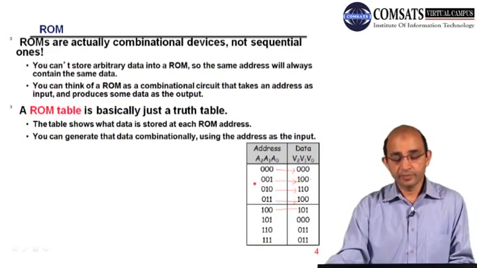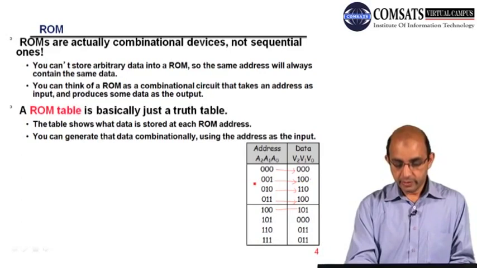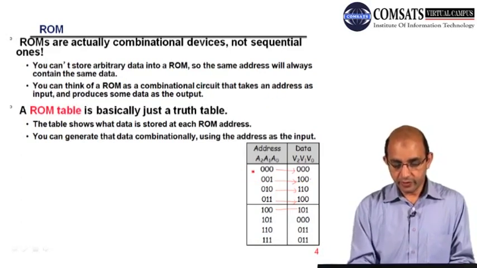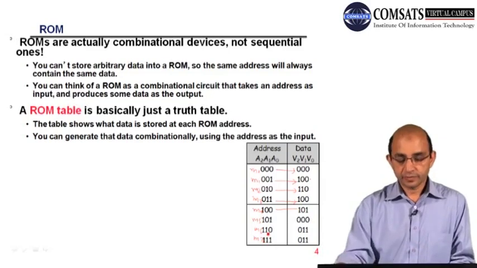So let me write down so that we can have an idea. This is M0, M1, M2, M3, M4, M5, M6, and M7.